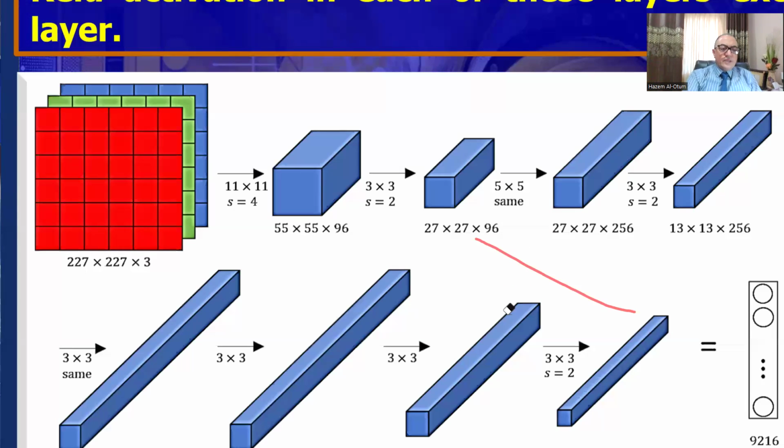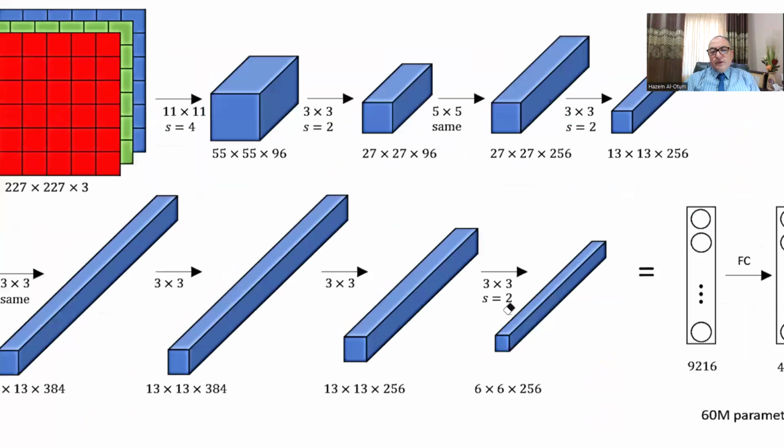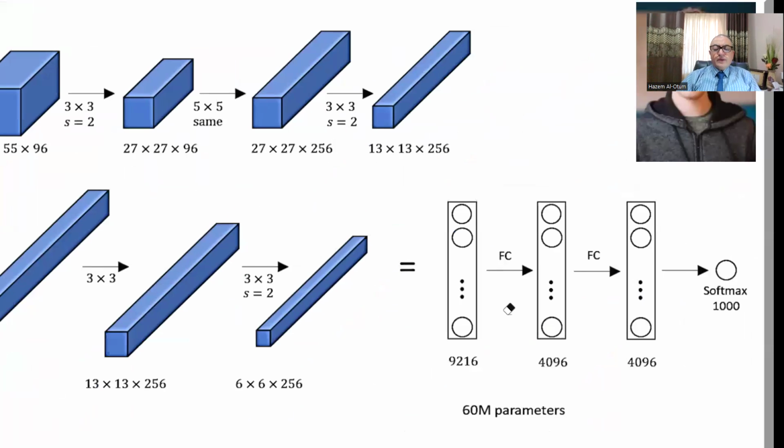At the latest stages, as you see here, we have 2 fully connected layers. We talk about this in detail. And these 2 layers are followed by a softmax layer with 1,000 classes at the outputs.